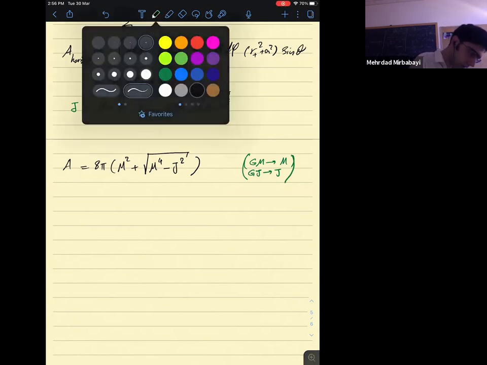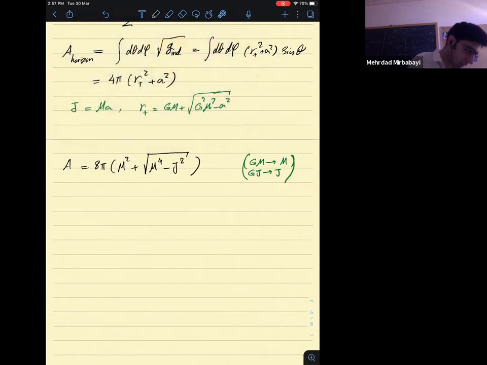So if we wanted to have factors of G Newton here, there will be a G squared here, G to the fourth here, and another G squared here. Is it clear? Any question?